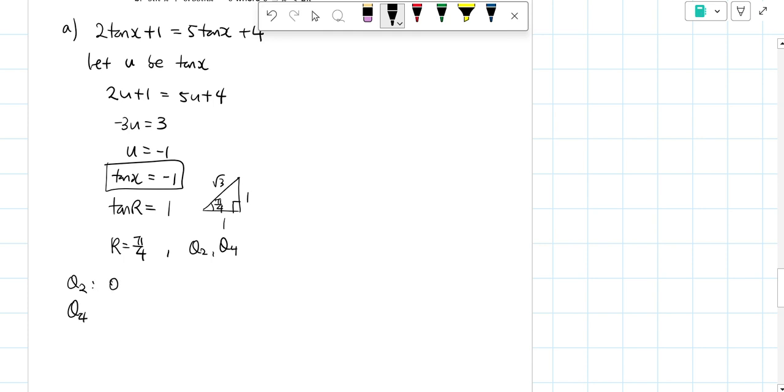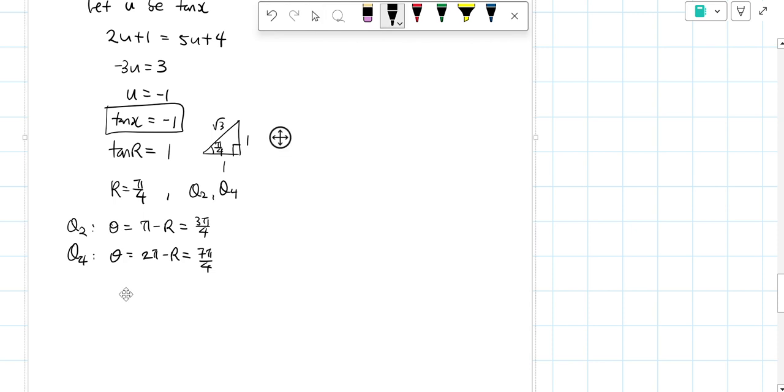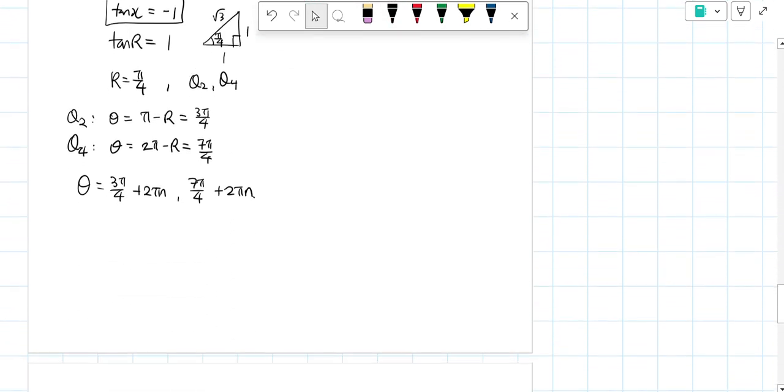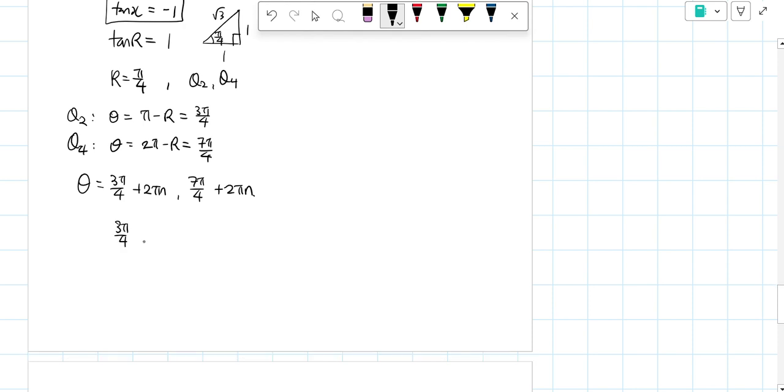In quadrant 2, the angle is pi minus r, which is going to be 3 pi over 4. In quadrant 4, theta is 2 pi minus r, which is going to be 7 pi over 4. For these two, we need to find the general term as well, plus 2 pi n. So the domain is restricted from 0 to 4 pi, so it's just the same thing. Starting 3 pi over 4 and 7 pi over 4.